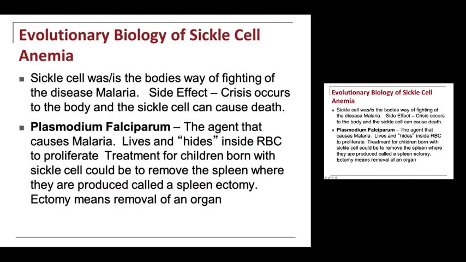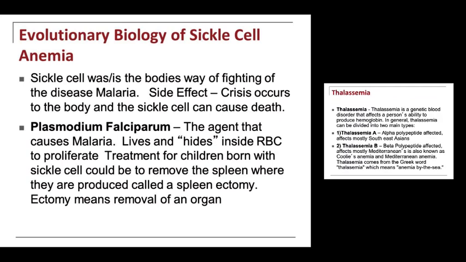The evolutionary biology of sickle cell anemia. Sickle cell was the body's way of fighting off the disease malaria, and the side effect is the crisis that occurs in the body, and sickle cell can cause death. The agent that causes malaria is Plasmodium falciparum, and it lives and hides inside a red blood cell to proliferate. The treatment for children born with sickle cell could be to remove the spleen, where the cells are destroyed. It's called a splenectomy, where they remove the entire organ, which is the ectomy portion.